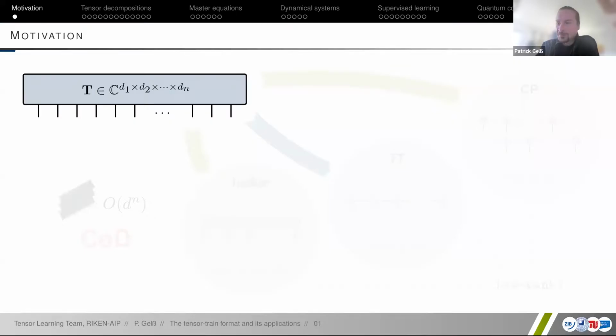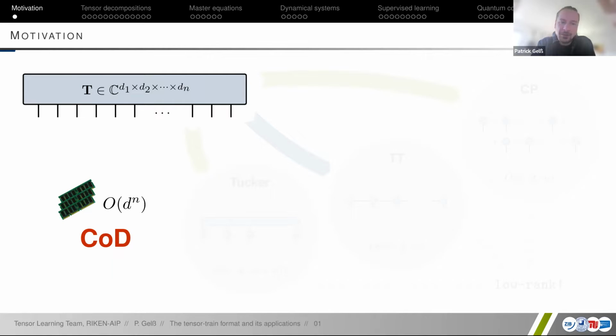So I always like to start with some motivation. Since we are here talking about quite general aspects of tensor decompositions, the basic setting is that we have a high-dimensional tensor, a high-order tensor T, which has n different dimensions. It can be complex, it can be real. And we want to work with this tensor. We want to do something with this. And the problem which emerges directly is the curse of dimensionality. The storage consumption of our tensor can be estimated by O of d to the power of n, which means that we have an exponential dependence on the order of our tensor.